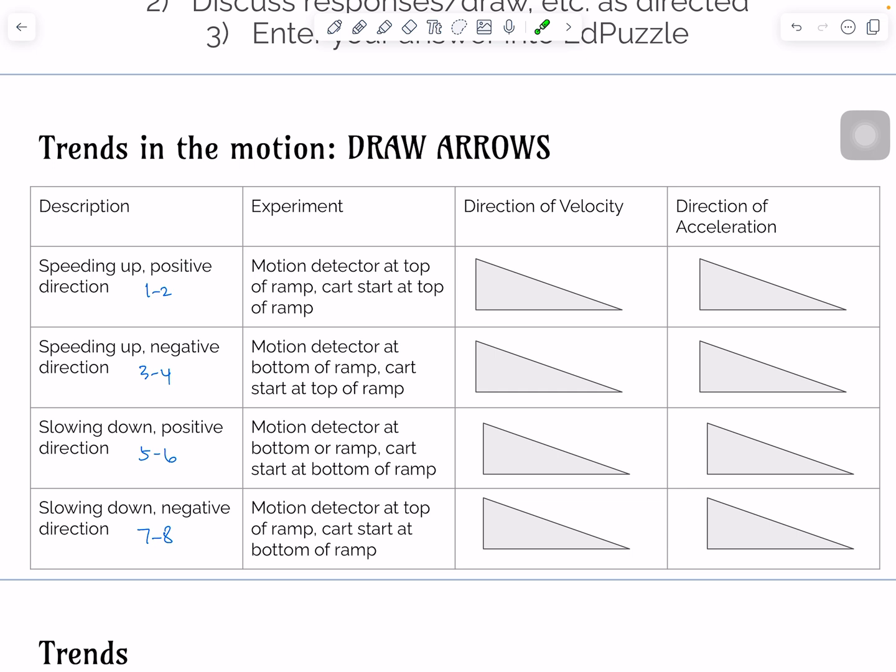So I want you to stop the video, and again, you can consult with your friends. There's not going to be an entry on this one, but I want you to actually draw the direction of velocity and the direction of acceleration. So like I said, pause, write these out so that you have the pairs for each of the 4 experiments right in front of you.